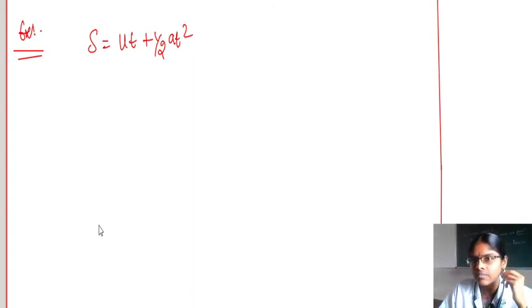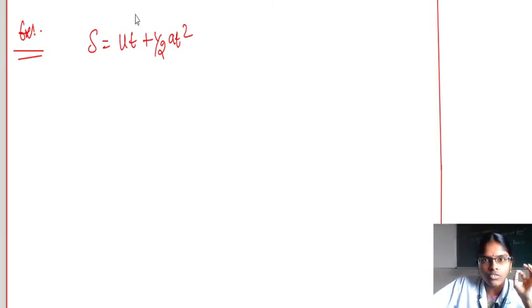So what is the first thing we have to do? You know the concept, how to check the correctness. Both the sides should have the same dimension. Am I correct? Both LHS and RHS should have the same dimension. So I have to write all the terms in the dimensional formula. So just write it. What is S? S is nothing but the distance, position, displacement. So what is the dimension of S?